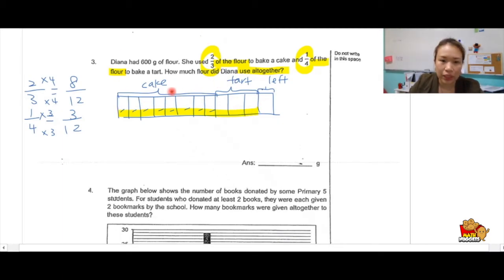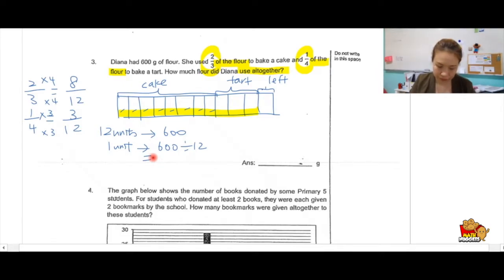So from here we know that everything, 12 units, is 600 grams. So let's find 1 unit, which is 600 divided by 12. That's 50 grams. So how much flour did she use altogether? She used a total of 11 units. So this will be 550 grams.